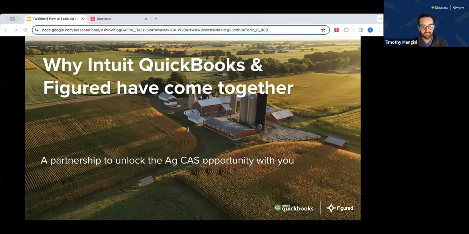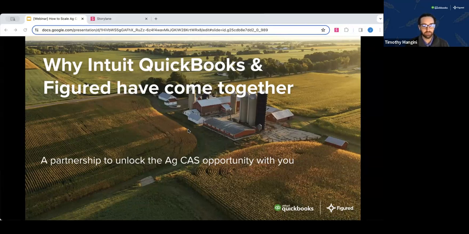So we know today the bulk of agriculture clients are still using desktop. So most of these benefits have not been realized by these clients. We also know that the farmers and agriculture clients need your expertise as the accountant to help navigate their turbulent operating conditions. So there's a real need here to provide advisory services for the agriculture industry. And to help with this, Intuit and Figured have come together to deliver enhanced farm reporting and advisory services that drive efficiency, growth, and profitability.